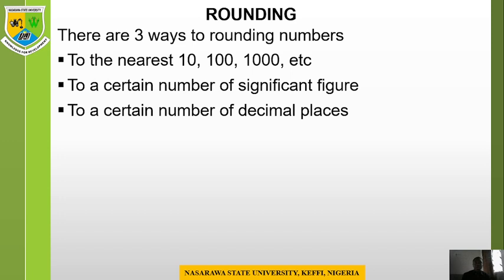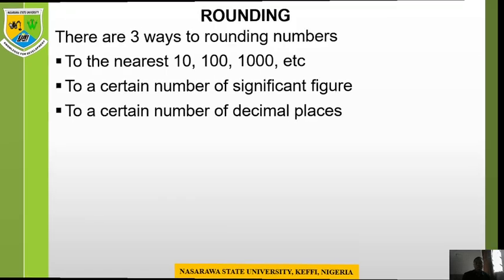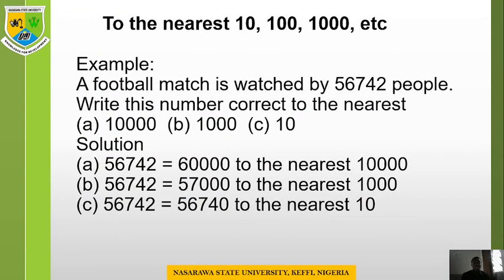There are three ways of rounding numbers. One, to the nearest 10, 100, 1000. Two, to a certain number of significant figures. Three, to a certain number of decimal places. Alright, let's consider the first one, which is to the nearest 10, 100, 1000.